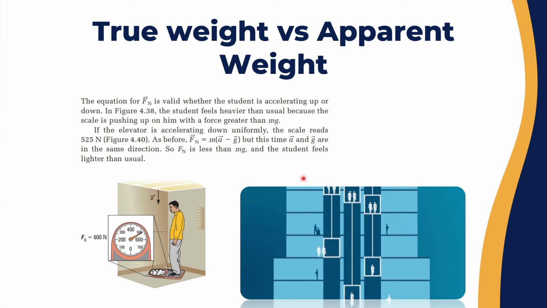Now, if the elevator is accelerating downward uniformly, the scale would read less than normal weight. That would be 525 newtons, and that can be explained by F normal equals the mass times acceleration minus g, but the acceleration is pointing downwards and the gravitational acceleration is pointing downward. Those are working against the normal force, and the mass is constant. So a and g are in the same direction. So the F normal would be less than mg and the student will feel lighter than usual. The scale would read 525 instead of 600 newtons.